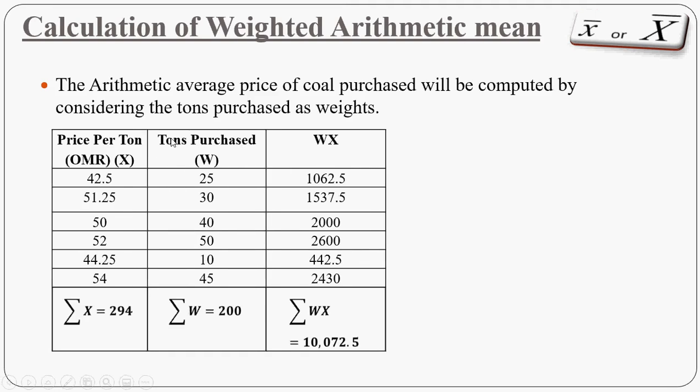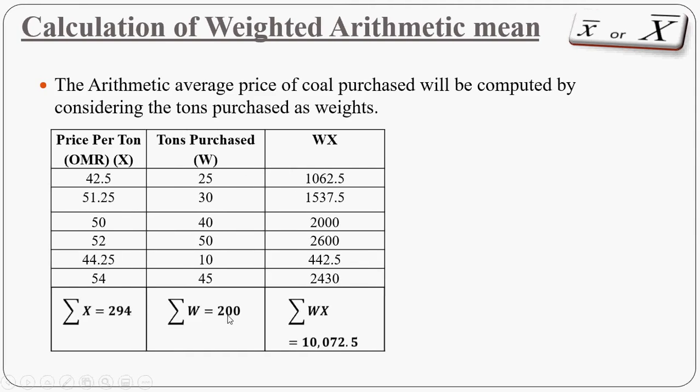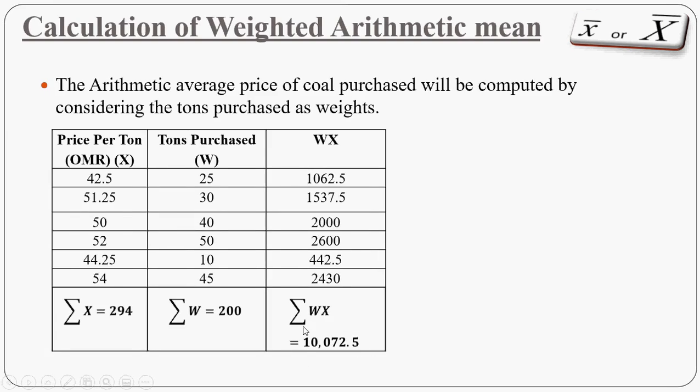Now, when we make the tons purchased total, that is W, we get sigma W equals 200. Now, Wx after multiplying and calculating, we get sigma Wx. The value here is 10,072.5. Now, we need to apply the weighted arithmetic mean formula. That is how we have calculated by using the weights.